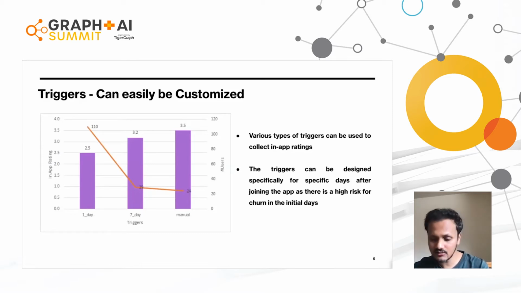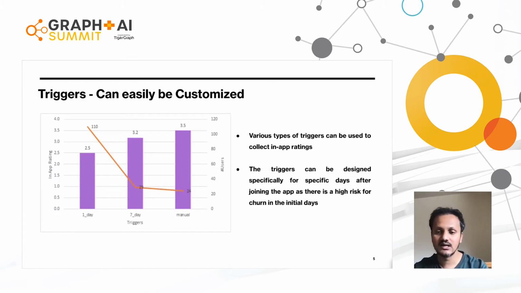The next really cool advantage for in-app rating is that you're in control of when you want to get a rating or a review from your customer on your app. So you can design these triggers the way you want. For example, here you can see there is a day one trigger, a day seven trigger, and then you can also give a manual option where maybe they go to the settings, help, or feedback section and give a rating. So you can design when you want these ratings to be sent based on the type of application.